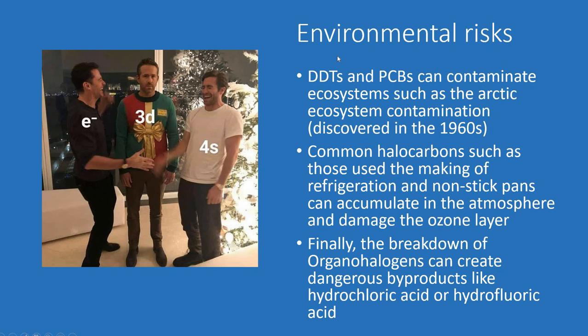Now, environmental risks. DDTs and PCBs can contaminate ecosystems, such as the Arctic ecosystem. Common halocarbons such as the refrigeration ones and non-stick pans can accumulate in the atmosphere and damage the ozone layer. Finally, the breakdown of organohalogens can create dangerous byproducts like hydrochloric acid or hydrofluoric acid.